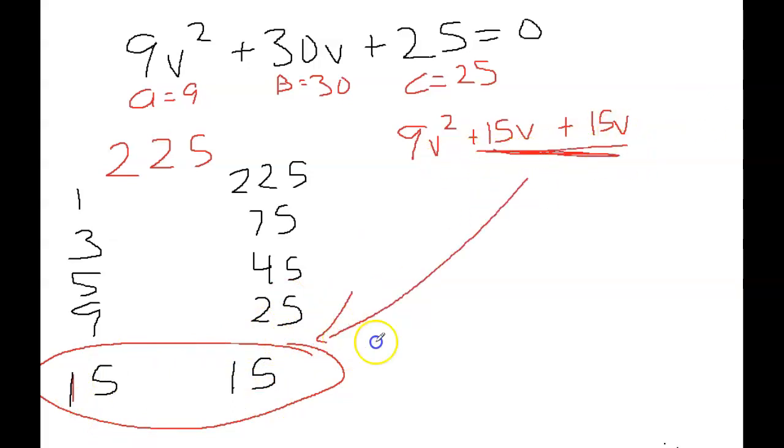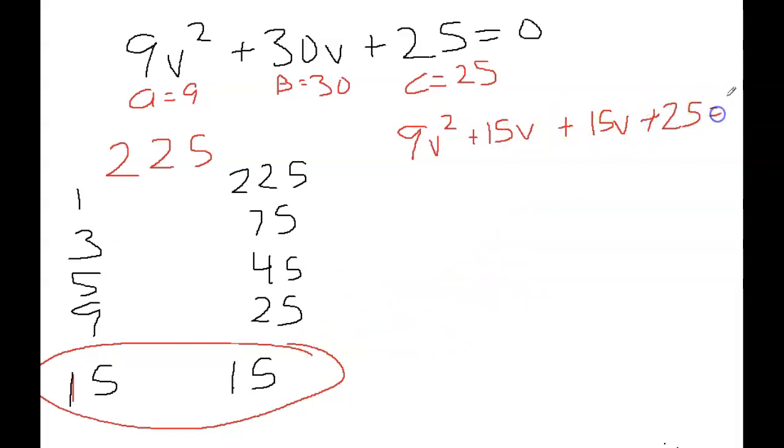So make your split directly from your list of factors, and then you just write out the rest of your quadratic equation here. This is the same exact equation. I've just split the middle term. It's still plus 30b, but I'm doing it in 2 parts. You have 4 terms now.